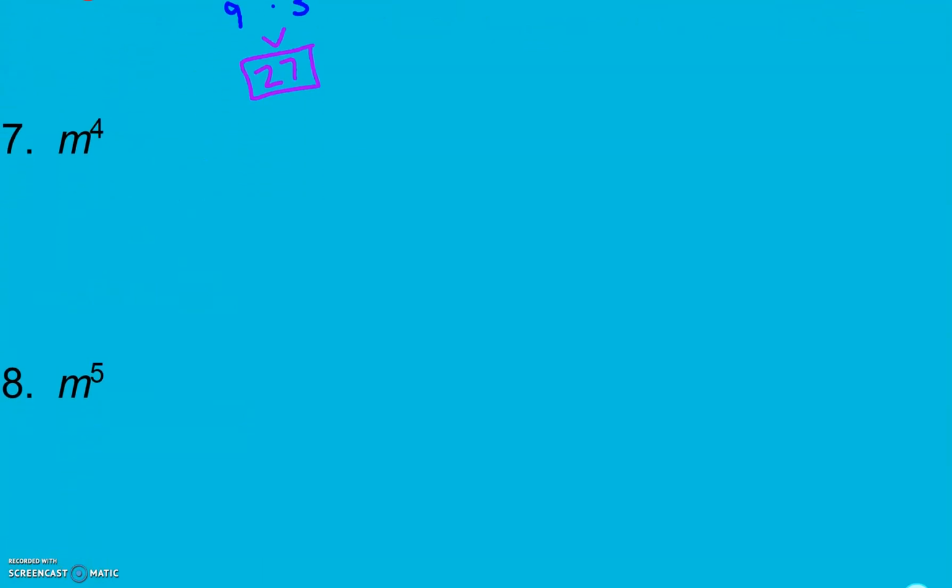M is still 3 here, so give 7 a try. Everywhere I see an m, I'm going to make a 3. So I have 3, and it's still to the 4th power. I can write this power as repeated multiplication. So I'm going to take my base, 3, times itself, exponent number of times.